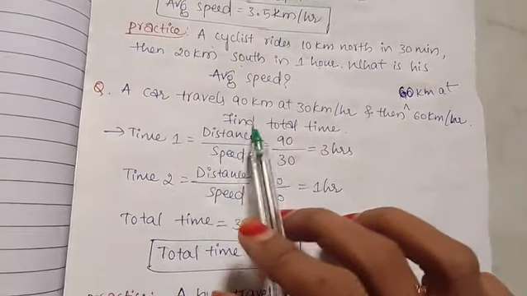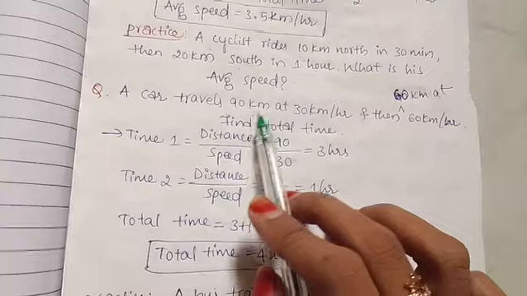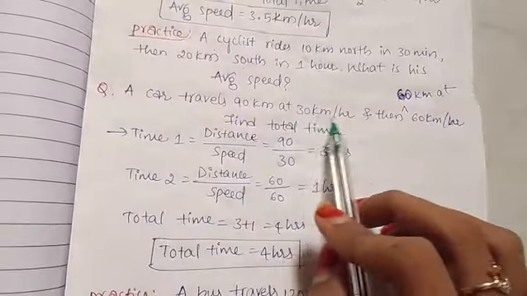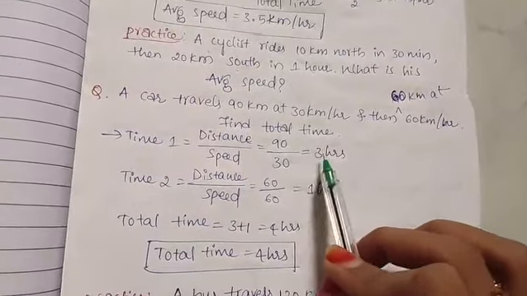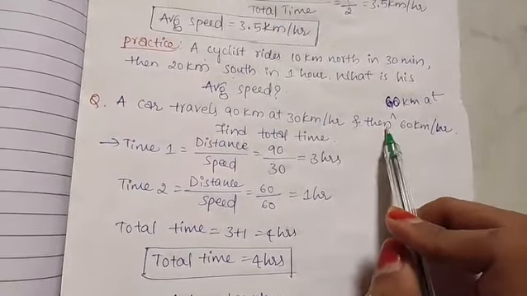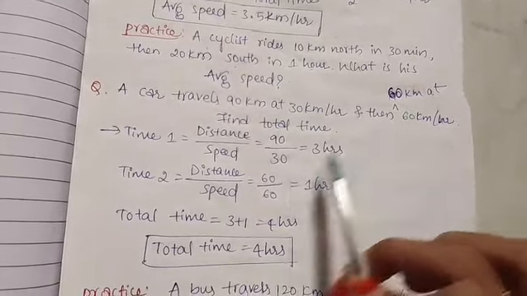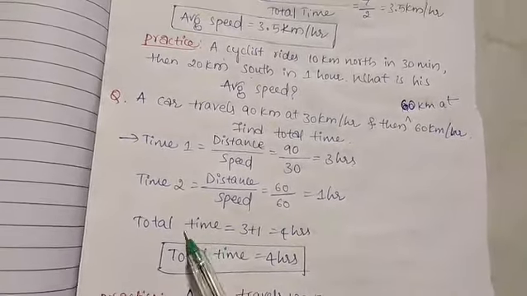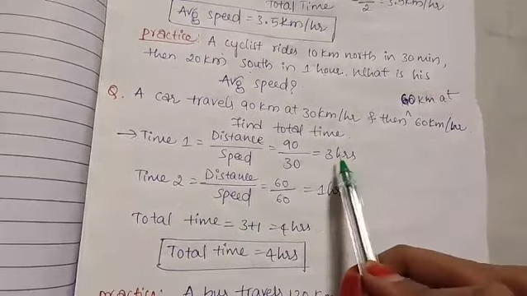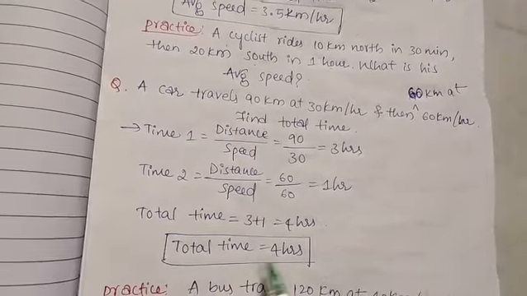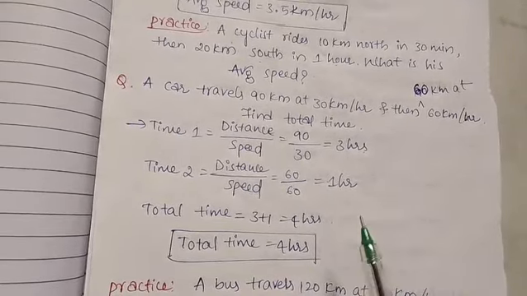Time 1 is equal to distance by speed, that is, the first distance is 90 kilometers divided by speed, that is 30 kilometers per hour. We will get 3 hours. And the second time is distance by speed, that is 60 divided by 60. We will get 1 hour. Total time is time 1 plus time 2, that is 3 plus 1, 4 hours. The total time taken is 4 hours.